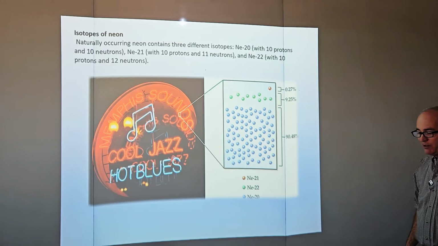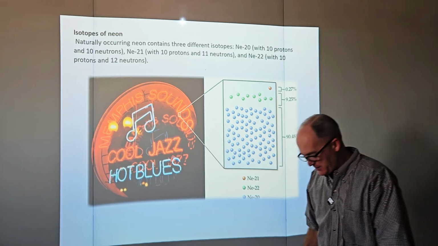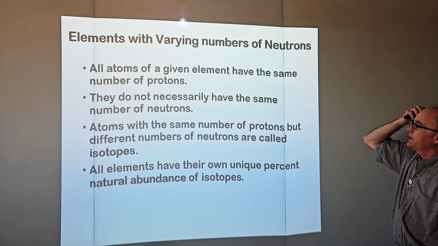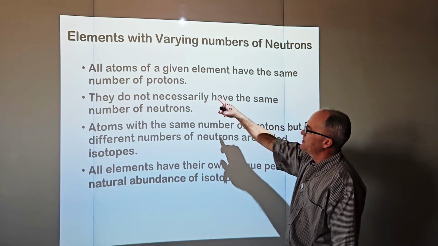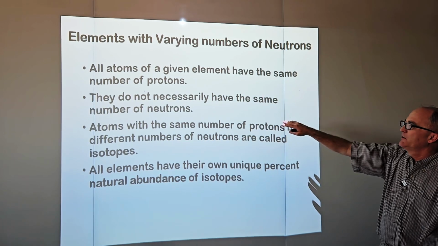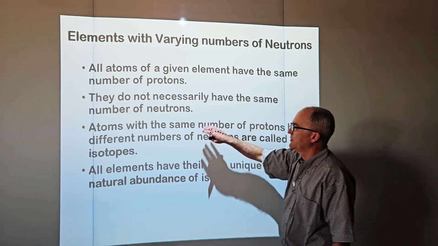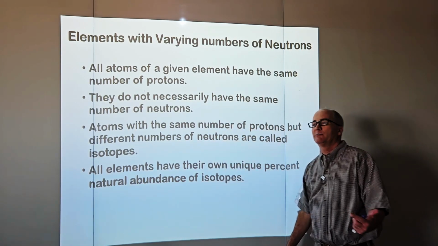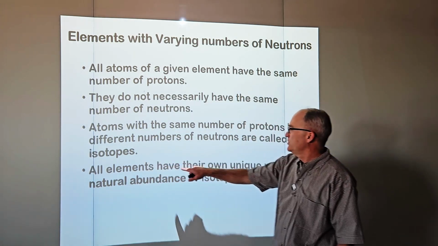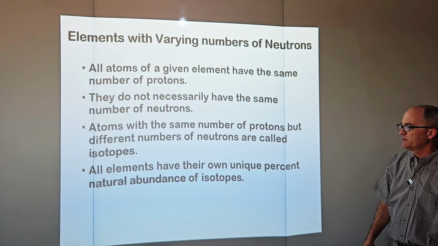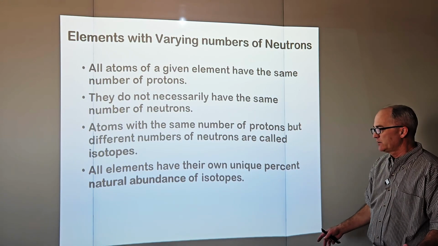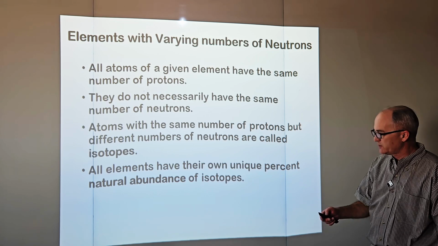1, yeah. We want to talk about isotopes. That last slide just said something like all atoms of a given element have the same number of protons, of course. That's the atomic number. That gives the identity. But the number of neutrons can vary. That's why we have carbon-14 and carbon-13, which we call isotopes. Different numbers of neutrons give rise to different isotopes of an element. All elements have their own unique percent of natural abundance of isotopes.